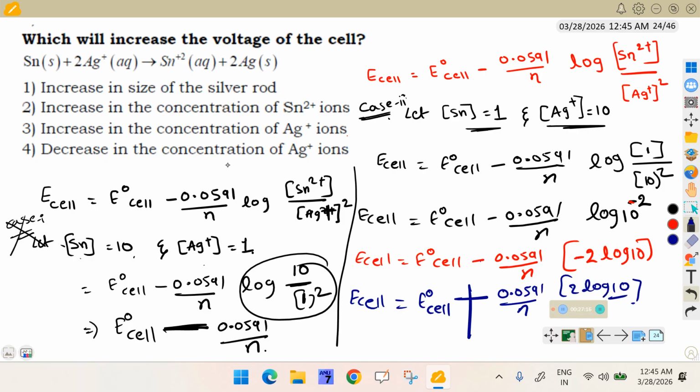Now here voltage of the cell increases. So increase the concentration of Ag plus ions. Third option is correct option.